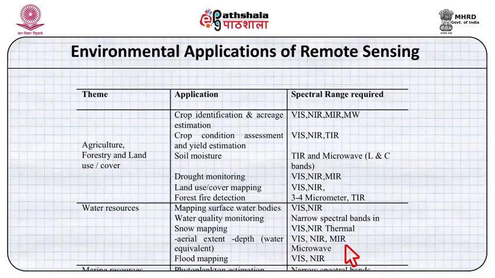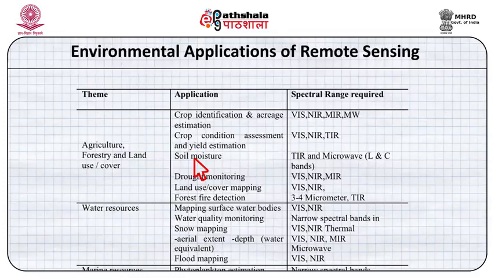For environmental application, there is a wide variety of applications when we talk about the environmental application of remote sensing. If we see Table 1, it clearly shows the applications related to natural resource management, where there are 3 columns. In column 1, it is shown that agriculture, forestry and land use cover mapping. For that, we can do crop identification and acreage estimation, crop condition assessment, yield estimation, soil moisture, etc.